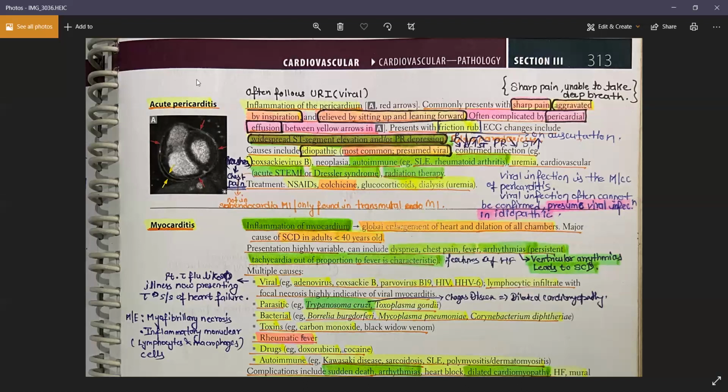Treatment is generally anti-inflammatory agents like glucocorticoids, like NSAIDs, like colchicine, okay. And for the uremia cases, you need to do dialysis. Very important. Okay. Any doubt on it?